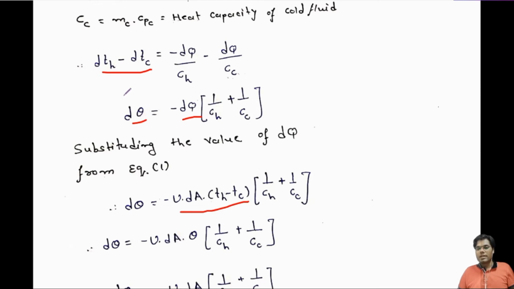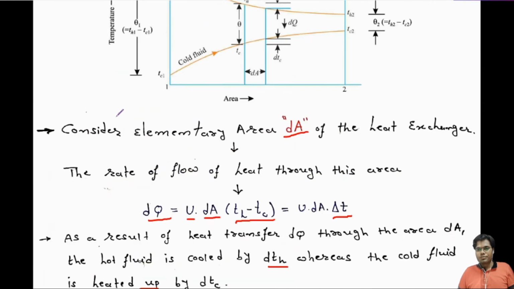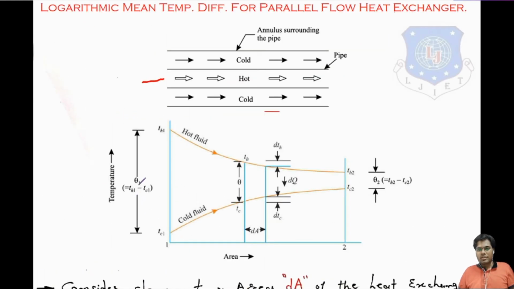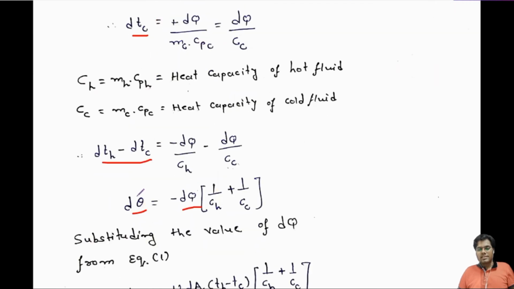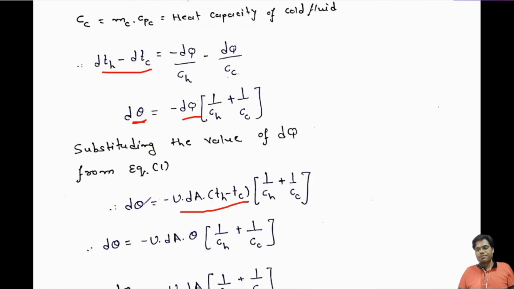Theta 1 is a temperature difference at inlet, which is Th1 minus Tc1. From the figure, Th1 minus Tc1 is theta 1, and Th2 minus Tc2 is theta 2. So Th minus Tc is theta. So we can write d theta instead of dTh minus dTc. It will become d theta.